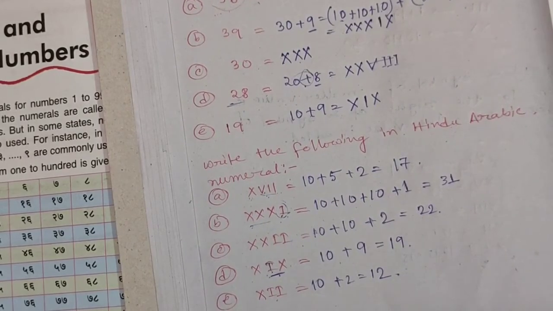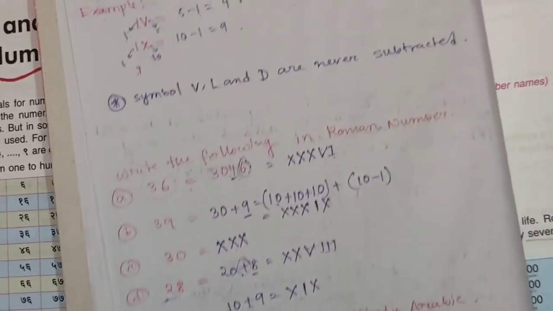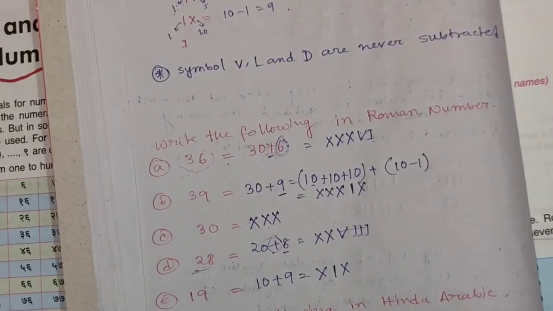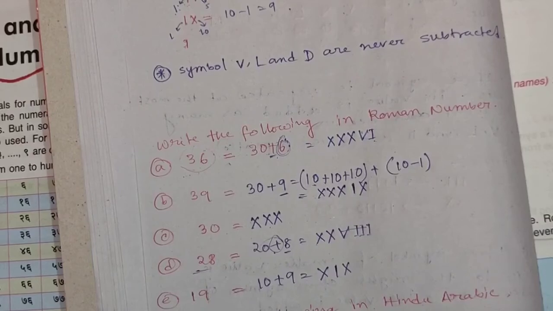Okay. So this is how you can convert any Roman numeral into the Hindu-Arabic system, and you can also convert any number into Roman numerals. Okay, so I hope all of you can understand well. So if you have any queries in this topic, you can ask me. Okay.